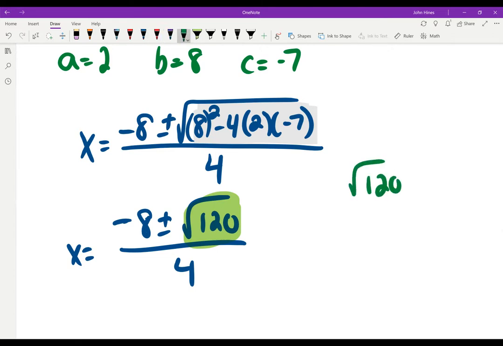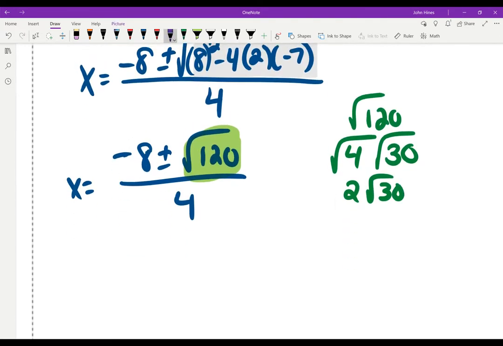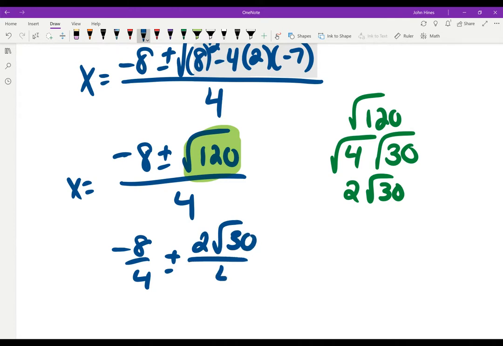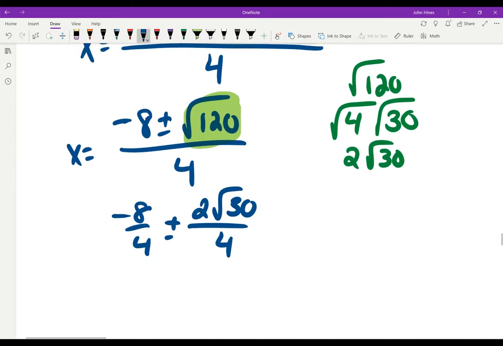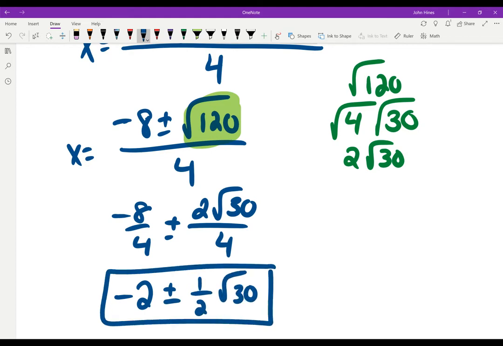Using those perfect squares, how can I divide up 120? I actually think it's 4 and 30. So 2 radical 30. So let's divide it now. -8 fourths plus or minus 2 radical 30 fourths. So that gives me -2, and then 2 fourths is 1/2 radical 30. Those are my two solutions.